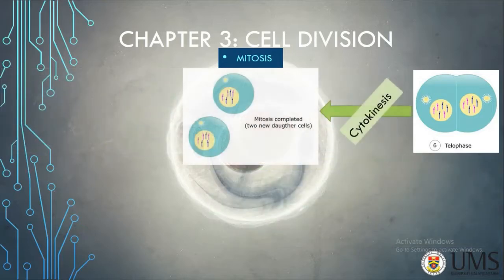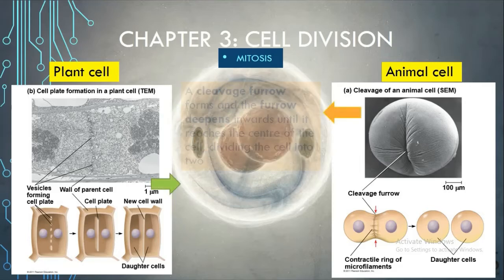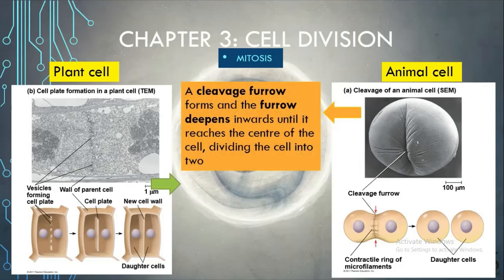Now, after telophase, mitosis will proceed with cytokinesis to produce 2 new daughter cells that are identical to the parent cell. However, animal cells and plant cells undergo different kinds of cytokinesis. In an animal cell, a cleavage furrow will form, and the furrow will deepen inwards until it reaches the center of the cell, dividing the cell into 2 daughter cells.